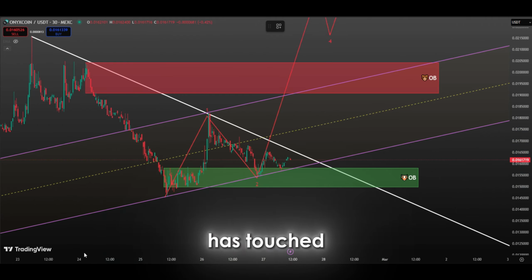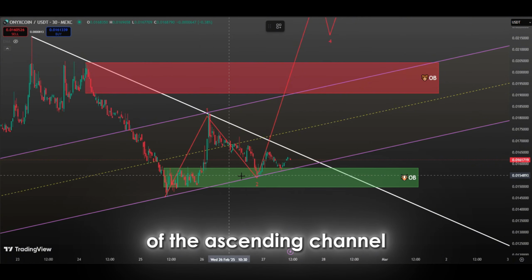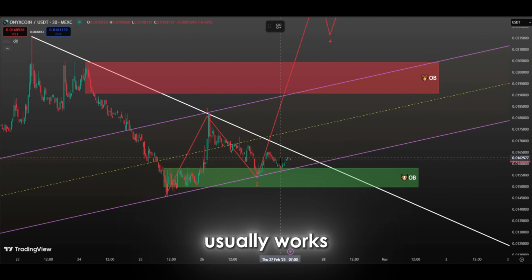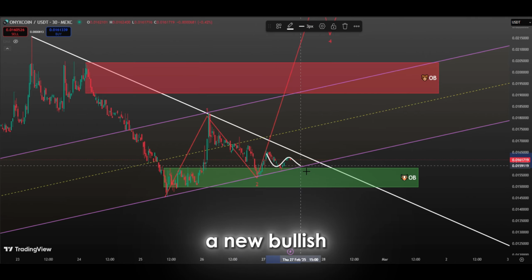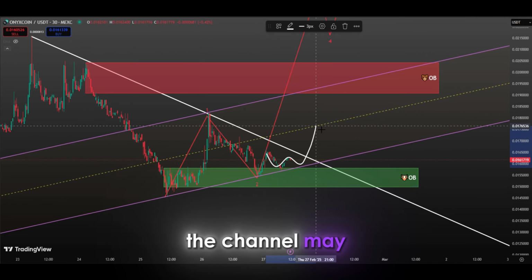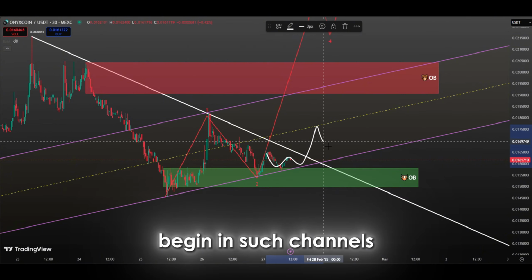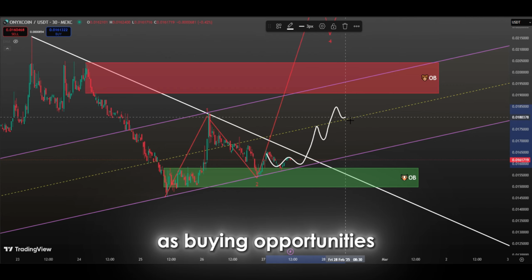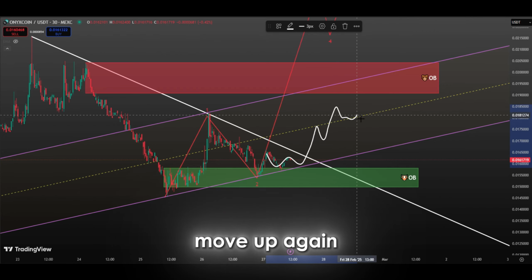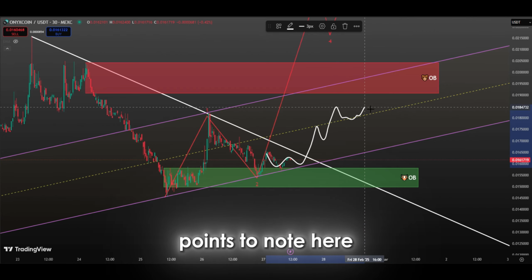Currently, the price has touched the lower band of the ascending channel. The lower band of the channel usually works as a strong support level. If the price can hold here, a new bullish move towards the upper band of the channel may begin. In such channels, reactions from the lower band are usually considered buying opportunities and the price is expected to move up again. However, there are a few important points to note here.